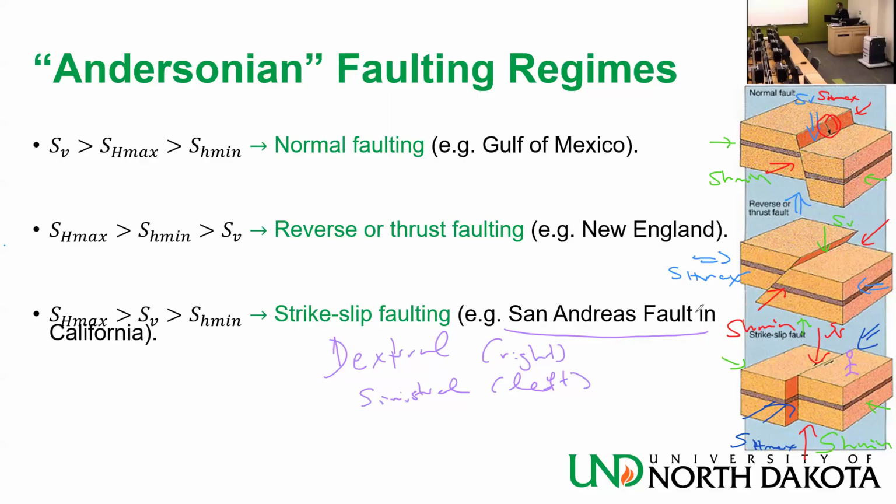Yeah. So two types of strike slip: dextral and sinistral. Reverse or thrust fault. Sometimes we hear thrust faults. It's the same thing. And then normal faulting, like Gulf of America.